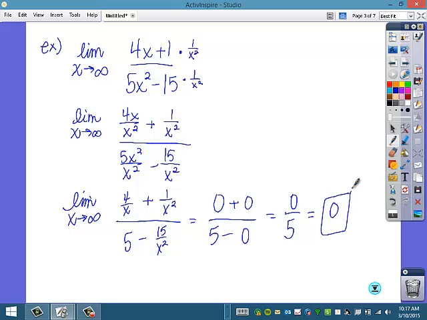This is one of those problems where you have to show the work. You need to show this step, all of this stuff, showing how you get 0, 0, 5, and 0. You can't just say, oh, I know this is going to be 0. You have to show the work, or you're not going to get any credit. You must show work.